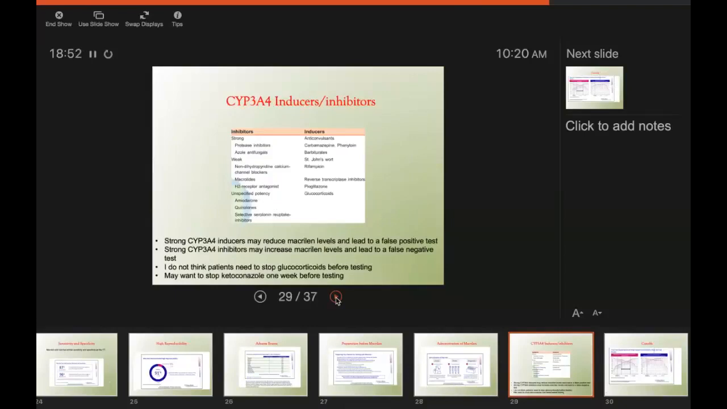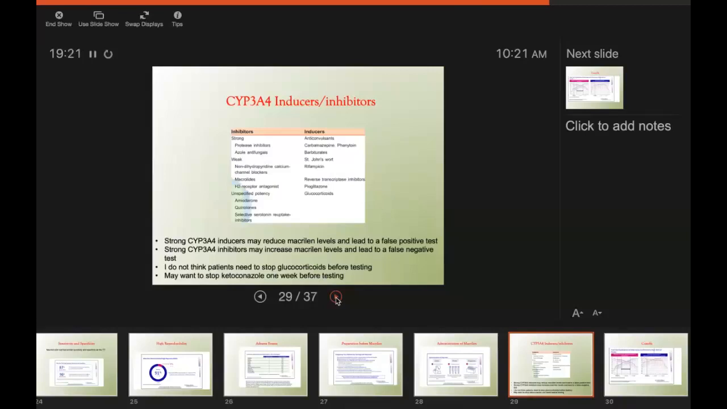So these are the CYP3A4 inducers and inhibitors. An inducer, on the column over there, may reduce Macrilen levels and lead to a false positive test. You may look like your growth hormone is lower because you're not getting that Macrilen in properly. And these drugs are pretty common here. You know, steroids, probably high-dose steroids. I don't think replacement doses have an effect. St. John's wort, anticonvulsants, carbamazepine, pioglitazone used for diabetes.